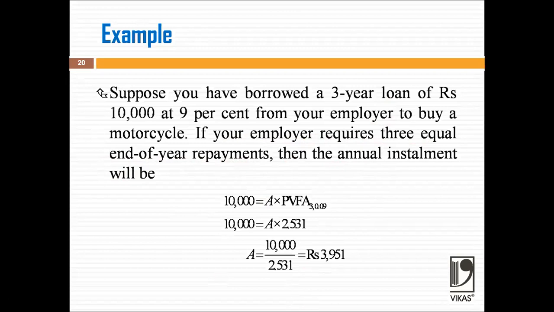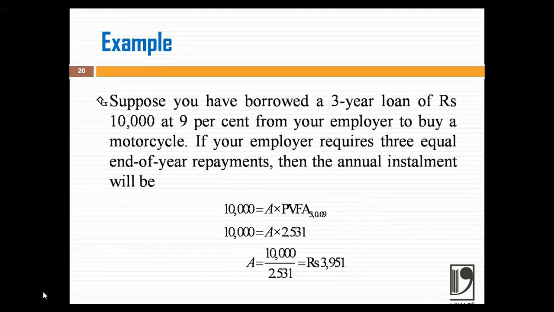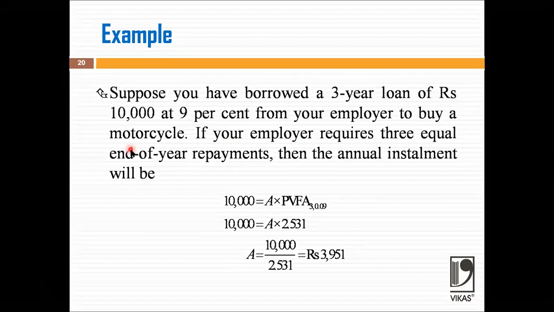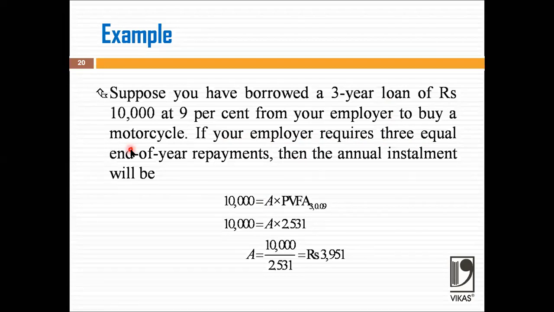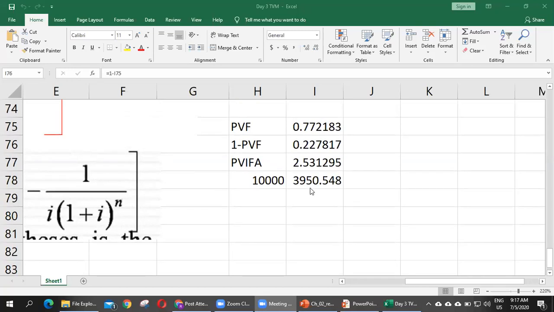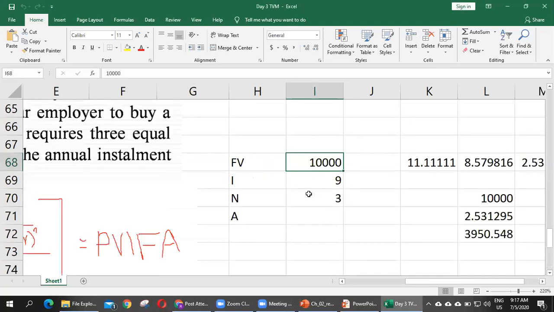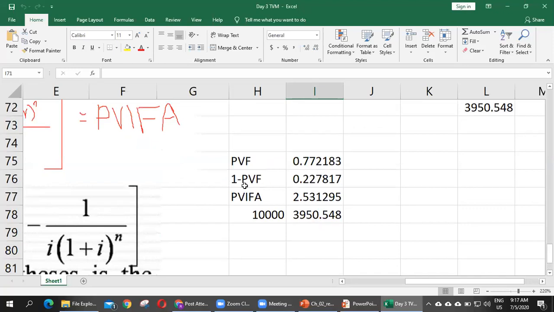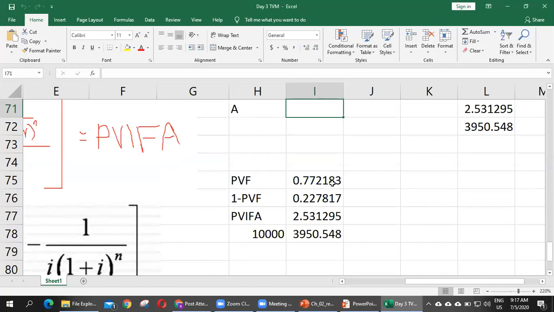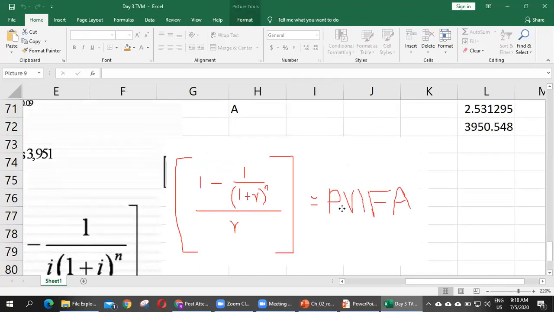I think we have done this in the last class also. We found that the future value is 10,000, interest is 9%, and the number of periods is 3. Then we have to find out the annuity. So according to the formula, we found that PVF is 0.77, and 1 minus PVF. So this is the formula I explained in the last class.